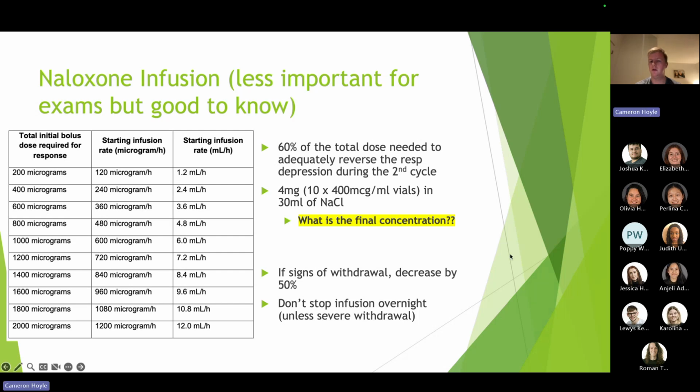So it's 100 micrograms per mil it works out at. So you've got 4 milligrams in 40 mils of solution, which, if you divide that down, works out around 100 micrograms per mil. Classic PSA question.